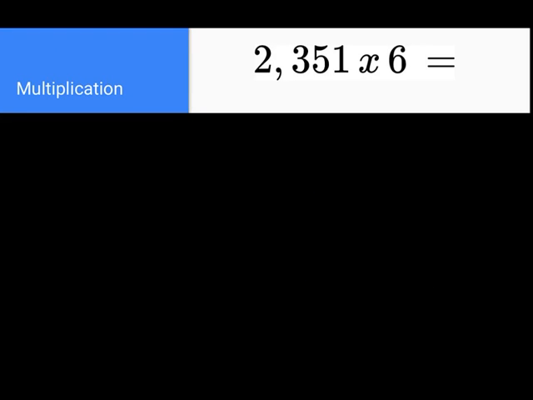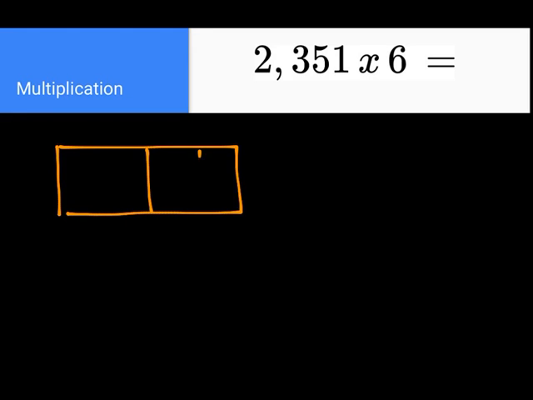Now multiplication, you can solve this any way you want. You can solve it by using a base model. You can solve it using the area model. You could even solve it using the algorithm. I'm going to start with the area model. When I use the area model, we're going to put our 6 here. The value of my 2 is 2,000. The value of my 3 is 300. The value of my 5 is 50. And the value of my 1 is 1.